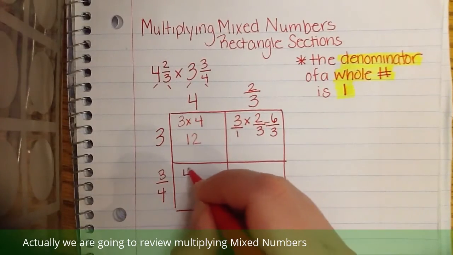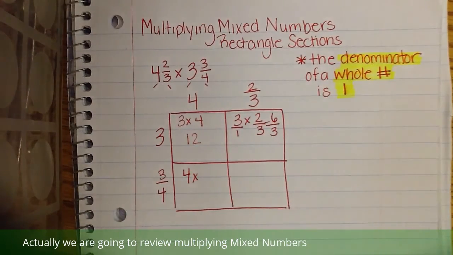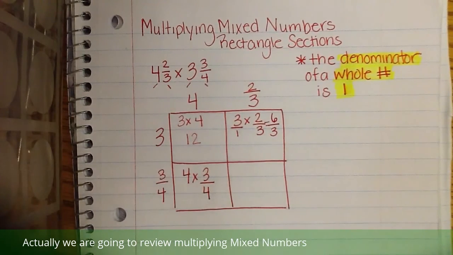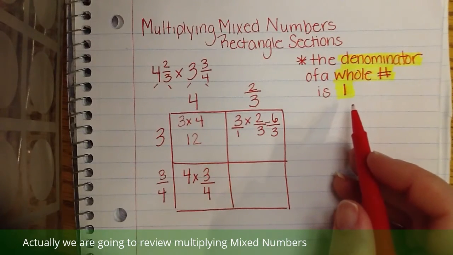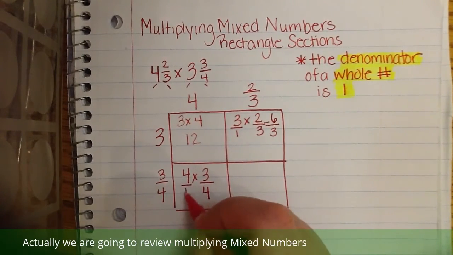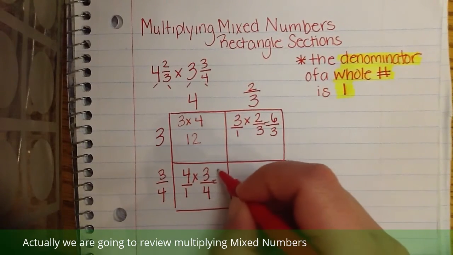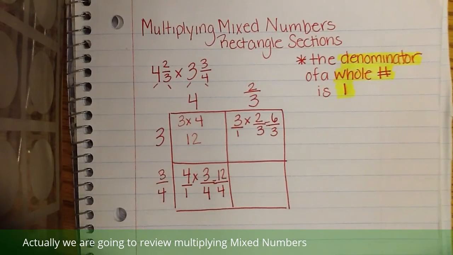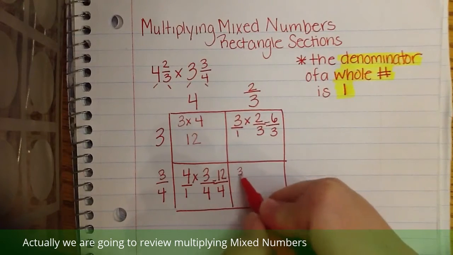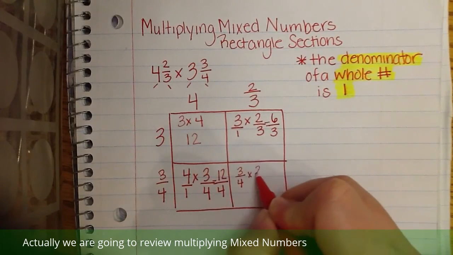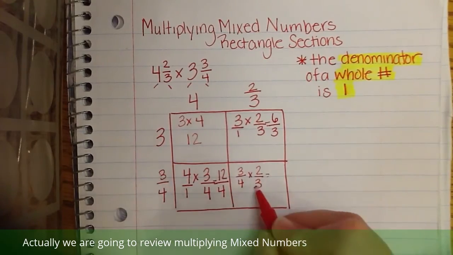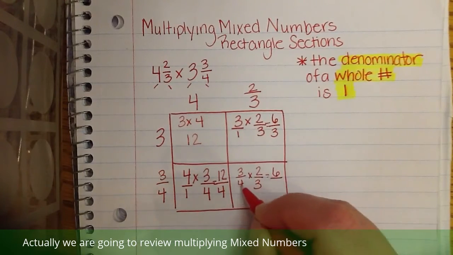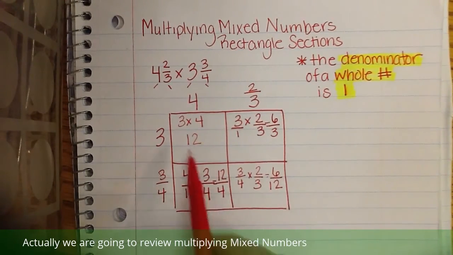Let's do this one. 4 times 3/4. I just wrote the denominator of a whole number is 1. 4 times 3 is 12. 1 times 4 is 4. So let's do this one. 3/4 times 2/3. 3 times 2 is 6. 4 times 3 is 12. So I have my 4 parts.